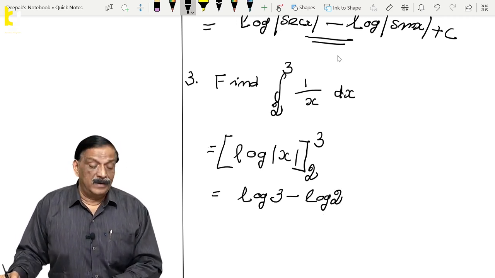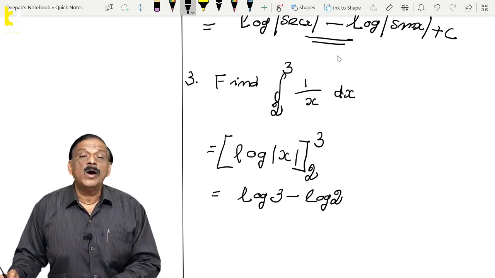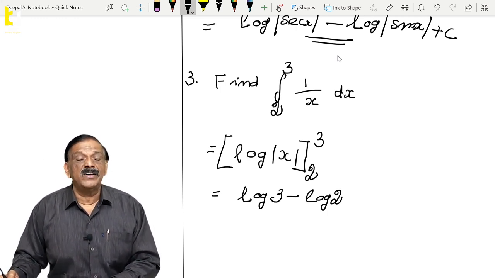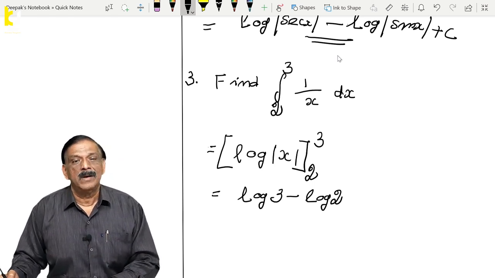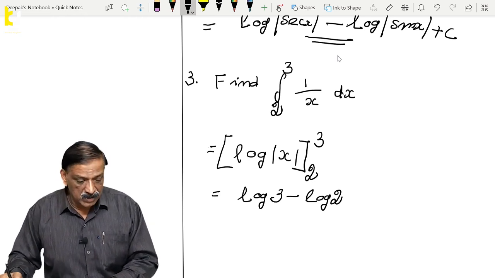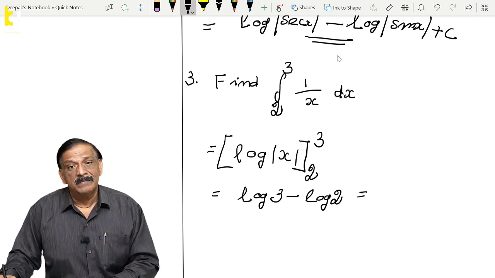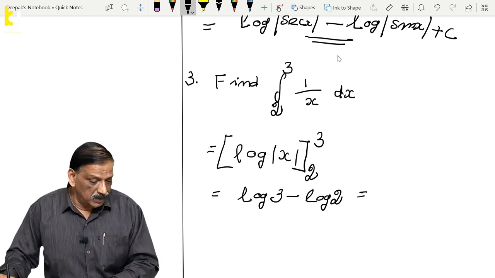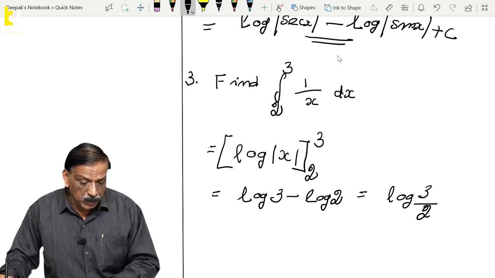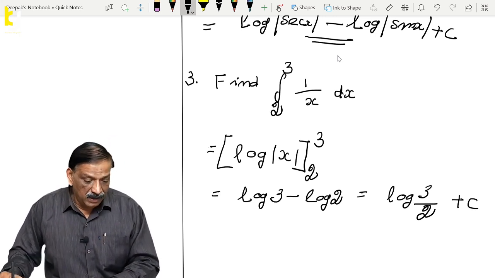See, this is the logarithm. We know in logarithm, log a into b is equal to log a plus log b. Log a by b is equal to log a minus log b. Log a raised to n equals n log a. That is the logarithm part. So this is equal to log a minus log b, that is log a by b. So this is equal to log 3 divided by 2 plus c, where c is the integral constant.